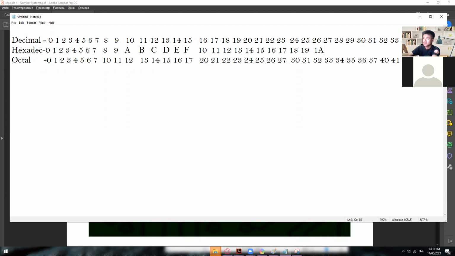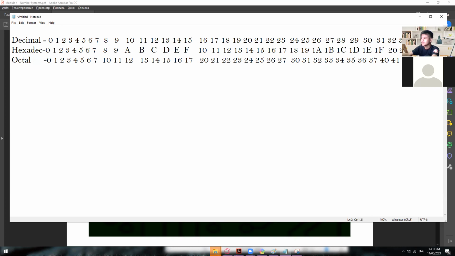Okay, 1A, 1B, 1C, 1D, 1E, 1F. Okay, let me just align this one. There you go. Okay, and then for the 32, so once we're done with F or 1F, all we need to do is continue this number. Okay, so next to 19 is 20, 21, 22, and then 23.